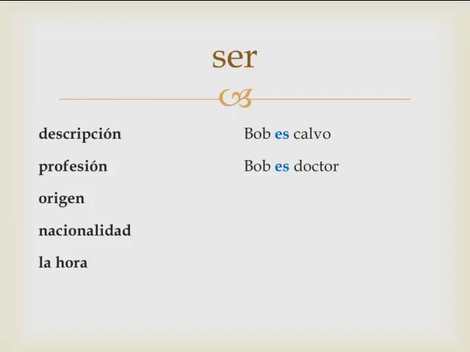Another example of a profession, Bob es profesor. Bob is a professor. Bob is a teacher. Bob es político. Bob is a politician, a business person, etc. So you can see with profesión and descripción, you're going to use ser. Another example, when you're describing your origin, where you're from, Bob es de Estados Unidos. Bob is from the United States, Cuba, Mexico, Spain. Your origin is going to be ser.